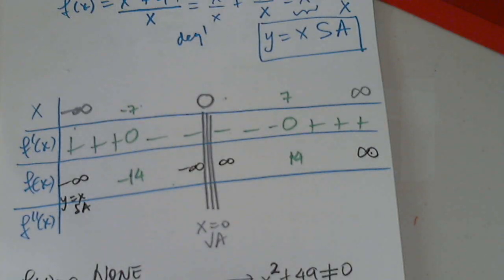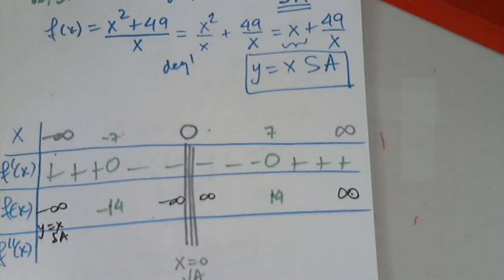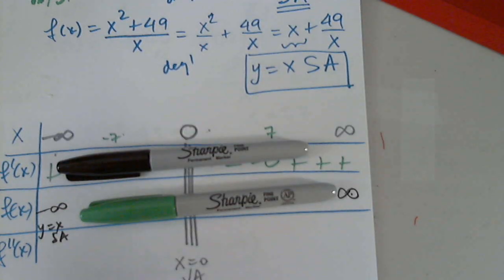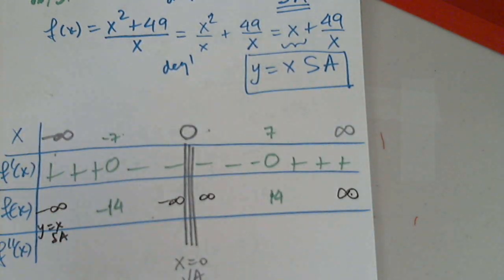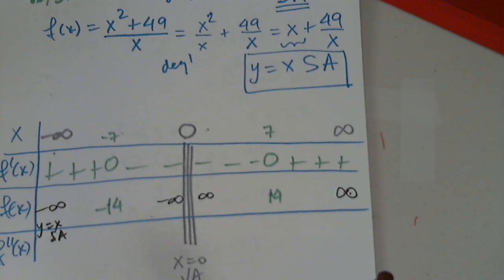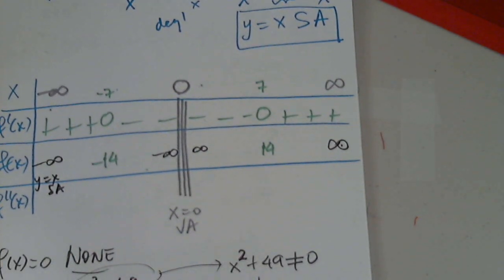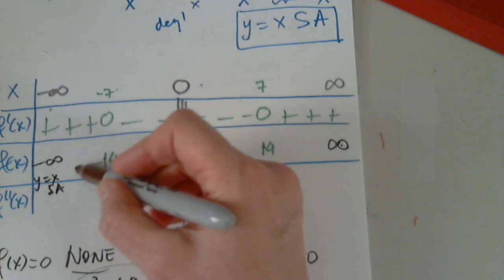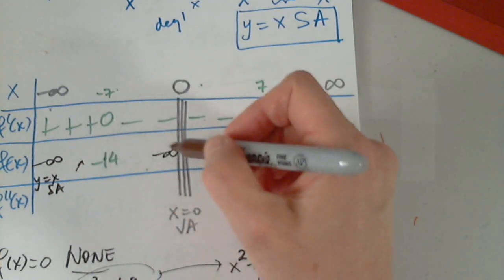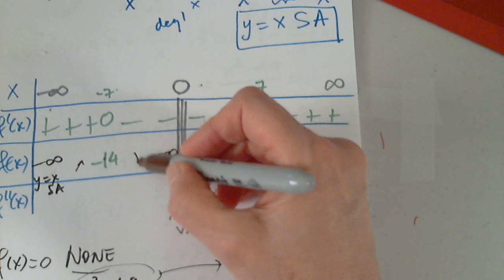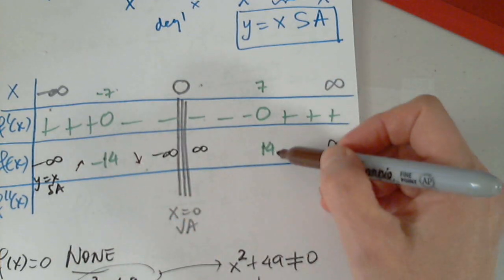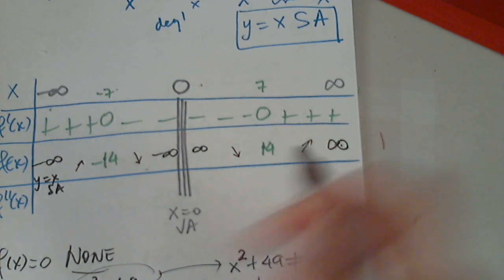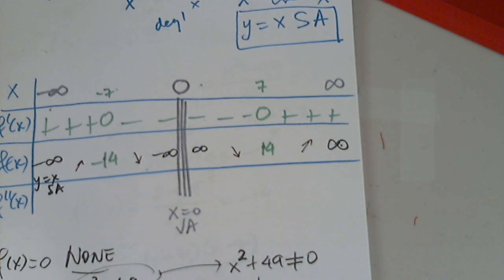And now the moment of truth. I need to make sure that these two work well together. If they don't, I have to go back and check my calculations. From negative infinity, it goes up to this. Yes, of course, that's correct. From negative 14 to negative infinity, yes, that's correct. From positive infinity to 14, yes, that's correct. From 14 to infinity, that's correct. So it looks fine so far.